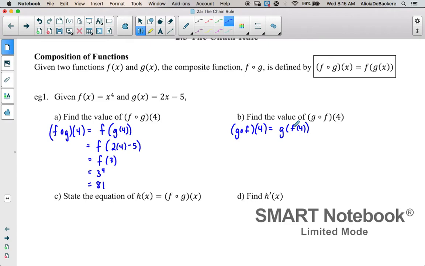So this time I'm going to plug 4 into the f equation first. The f equation is x to the power of 4. So I get 4 to the power of 4. That's 256.